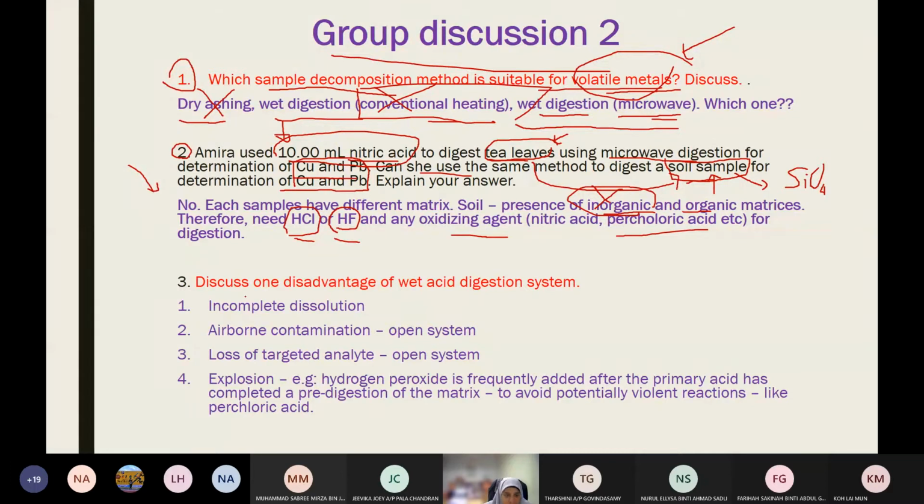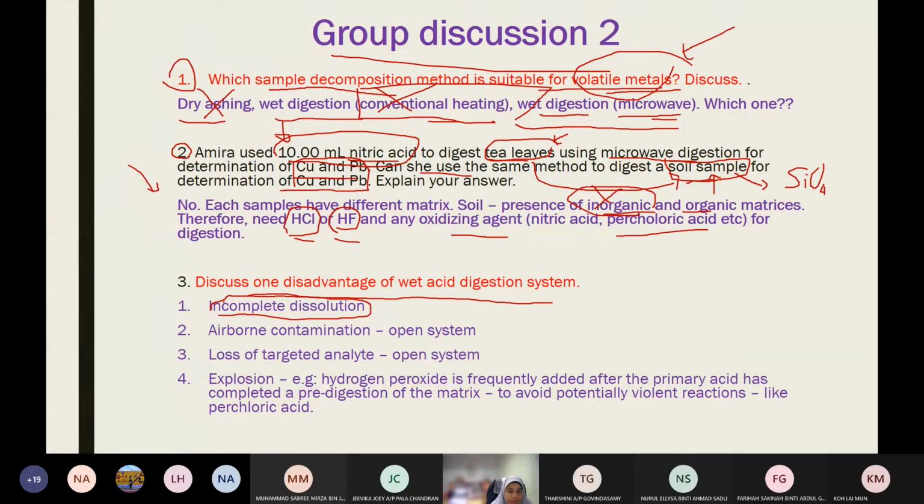Okay. Discuss one disadvantage of the wet acid digestion system. Okay, so most of you, I think, managed to give one of the disadvantages. Actually, we can list out some of the disadvantages. It depends, okay, on what type, either a conventional heating or we're talking about microwave. Let's say incomplete dissolution. Sometimes this is one of the big issues in the wet acid digestion, incomplete dissolution.